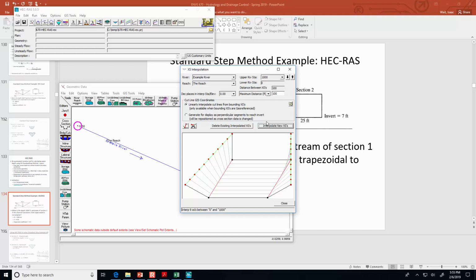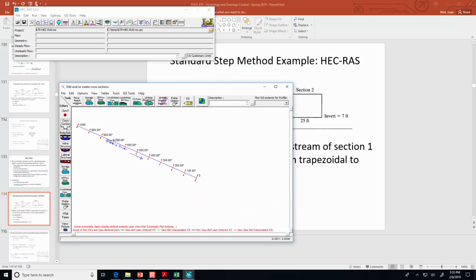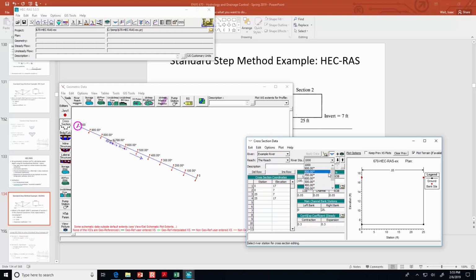Let me bring that up. Okay, cross section station 0 will be 0, 10, 10, 5, 35, 5, and 45, 10. I think they're going backwards as well. The 0 was the other one and the 1,000 was the other. Mm-hmm.